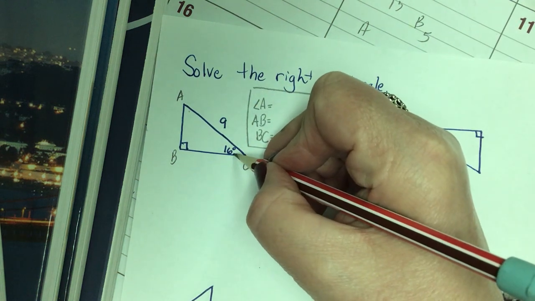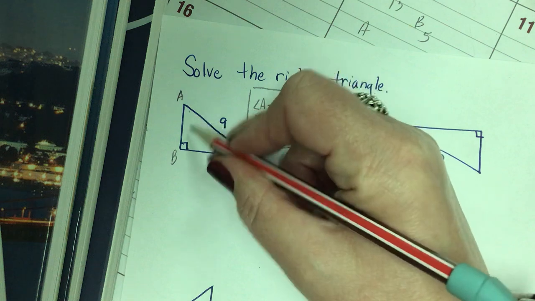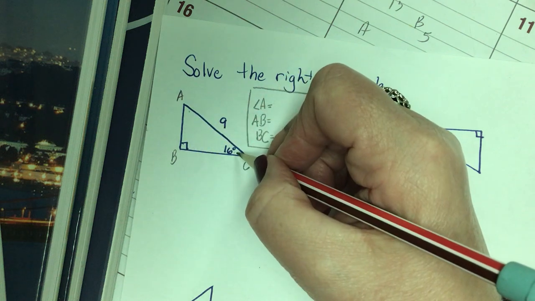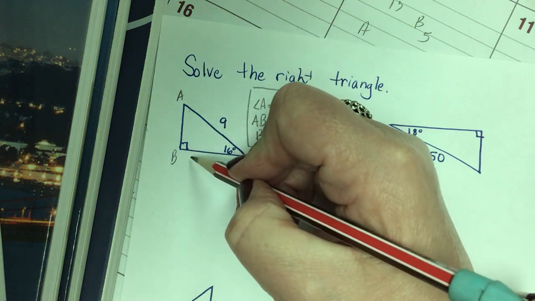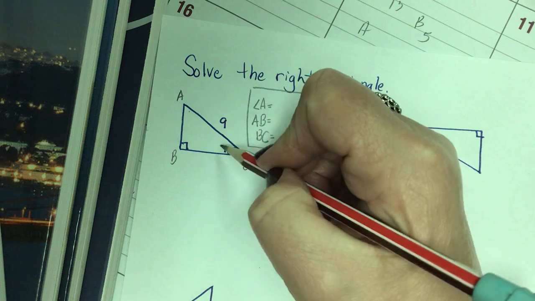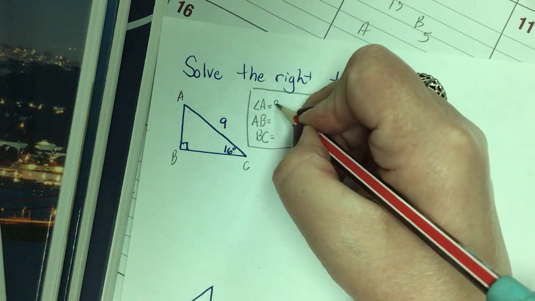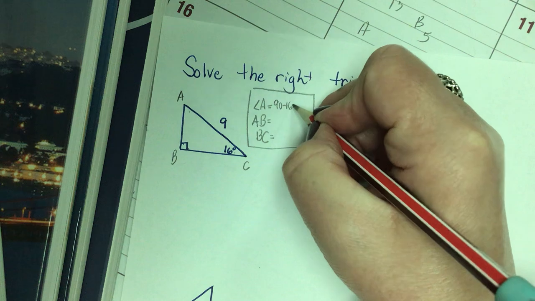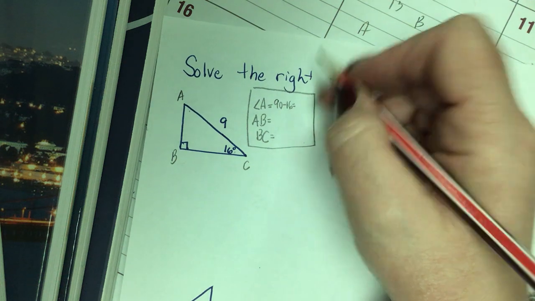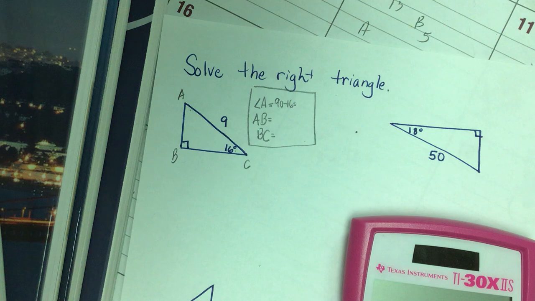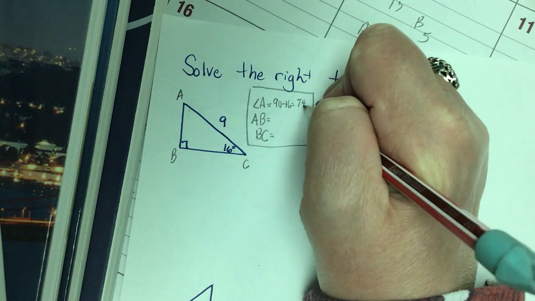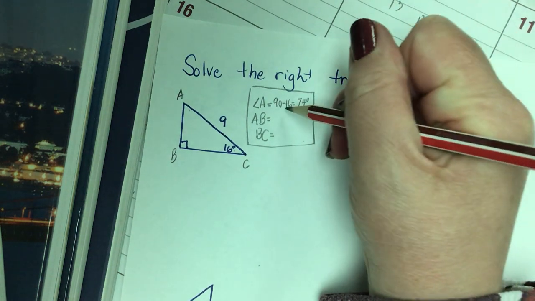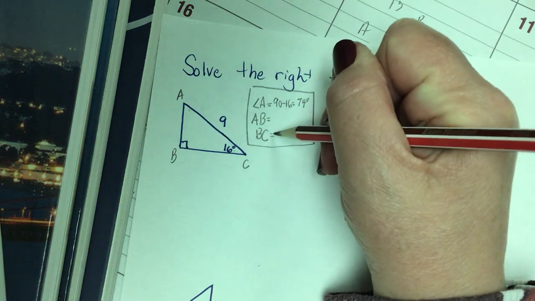Since I know one of the acute angles, and I know all three angles add up to 180, that means these two angles have to add up to 90, because 180 minus 90 is 90. The measure of angle A is 90 minus 16, which is what, 74? Let me type it in the calculator. It's a shame, isn't it, that I can't just think about that. Yep, 74. I didn't want to trust my brain. 74 degrees. So I found the missing angle. Now let's find the missing sides.